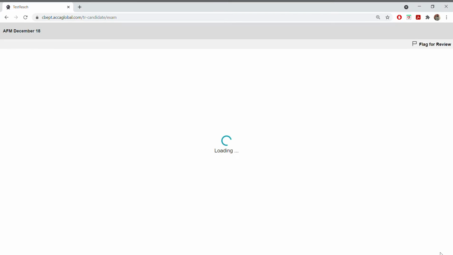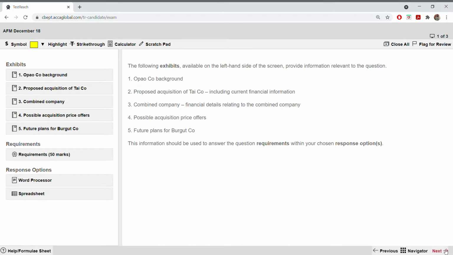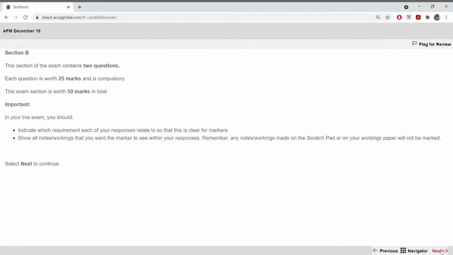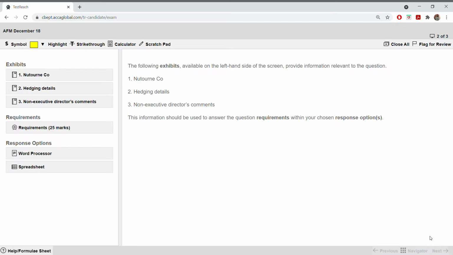So again, all this is not needed. It's in question 2. So question 2, section B. So this is the question which I'm going to solve today. Okay.